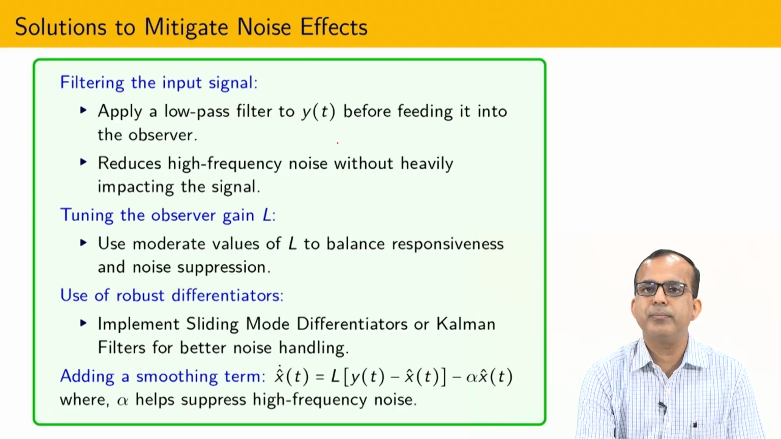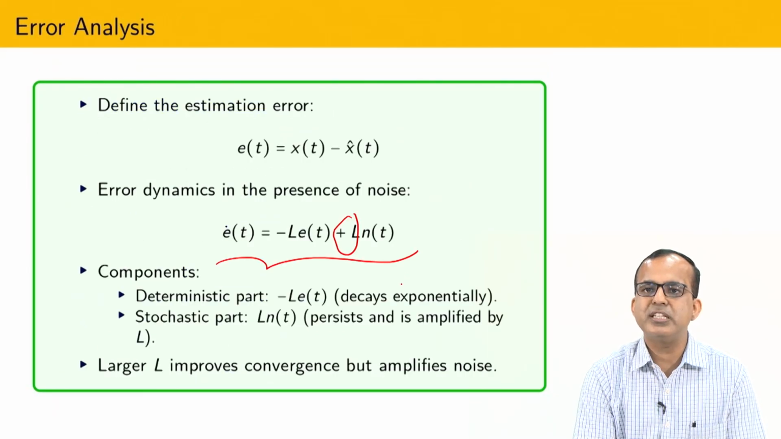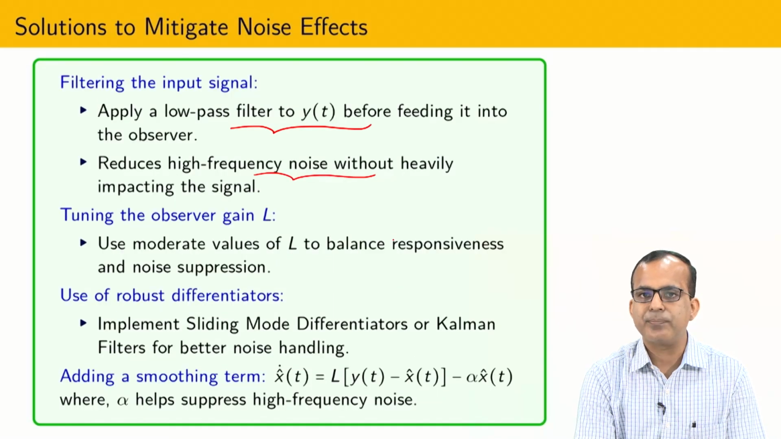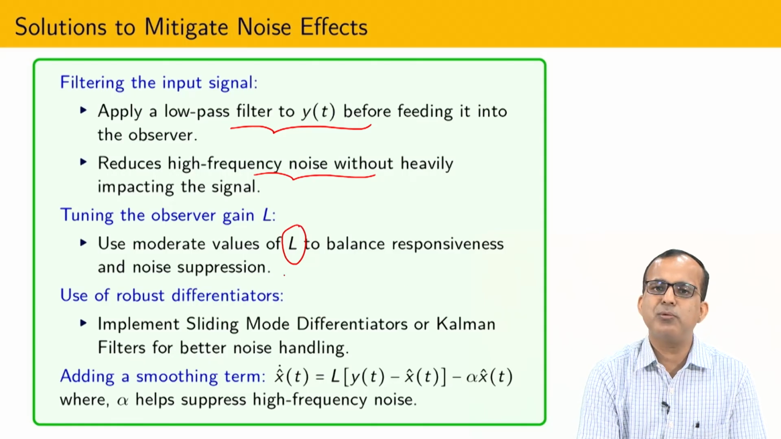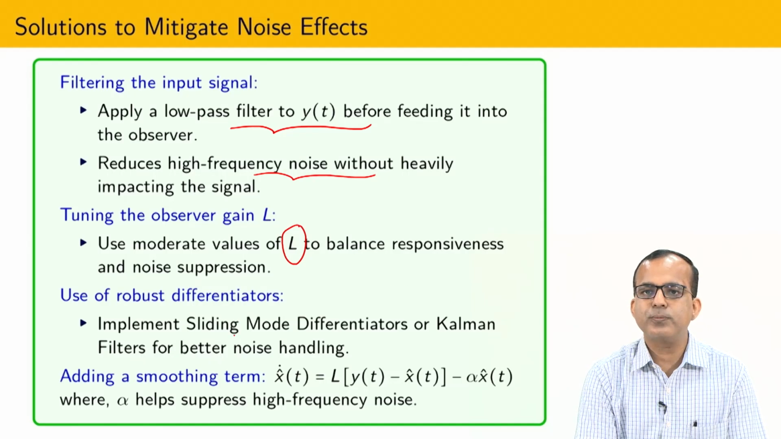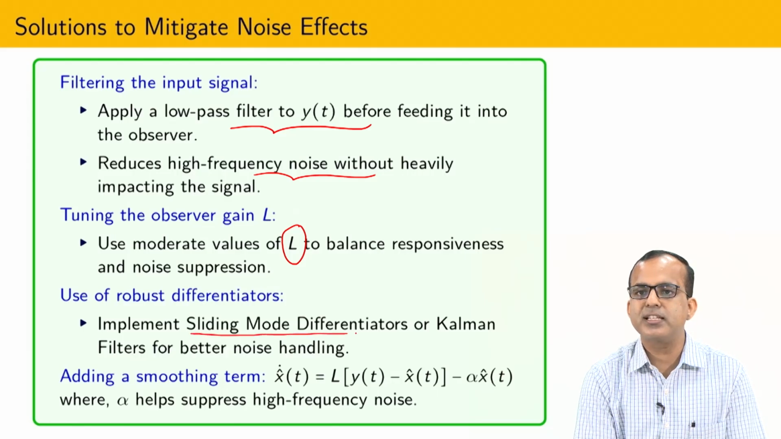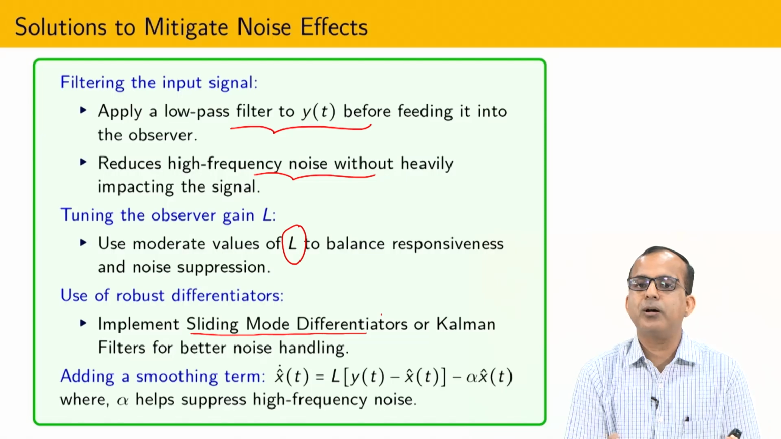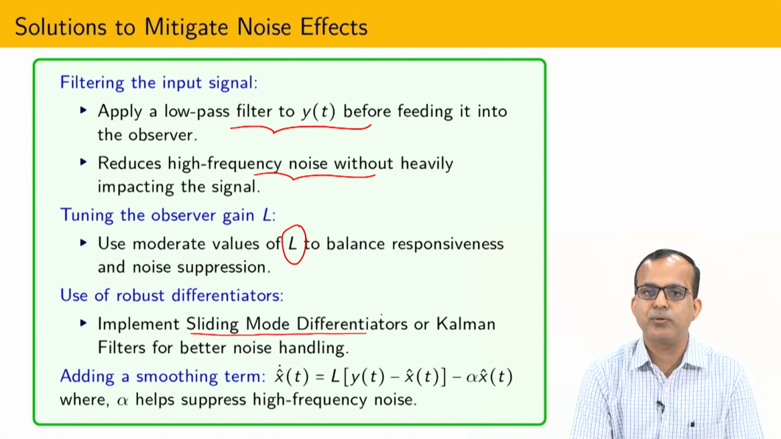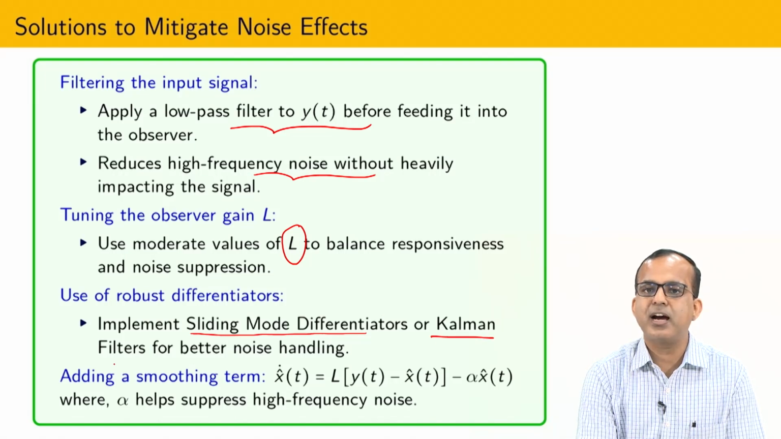And there are several methodologies to mitigate the noise effect. One methodology is to pass yt through a low pass filter, and this will reduce the high frequency noise, because high frequency noise is going to create problems here. Obviously the L gain should be very high, but you have to somehow balance. Another very exciting option is the sliding mode differentiator, proposed by Professor Utkin as well as Professor Levant. Obviously the accuracy of the Levant differentiator is very high, because it is based on higher order sliding mode control. Another option is to utilize the Kalman filter.